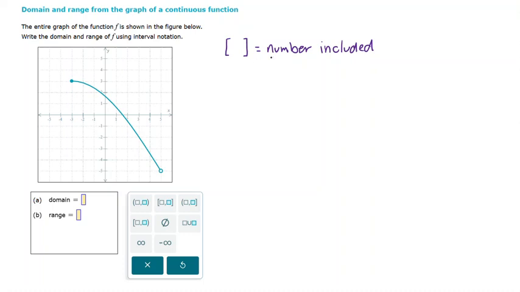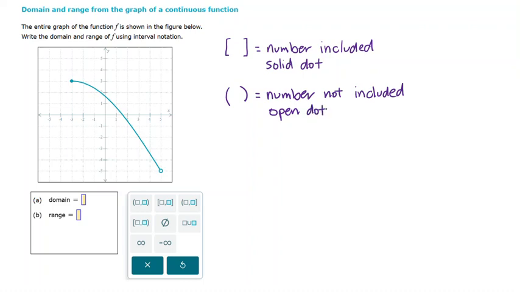And that can look like a solid dot, although it isn't always. And we use round brackets to indicate that a number is not included. And that can look like an open dot, but not always. So now we're going to talk about domain and range.